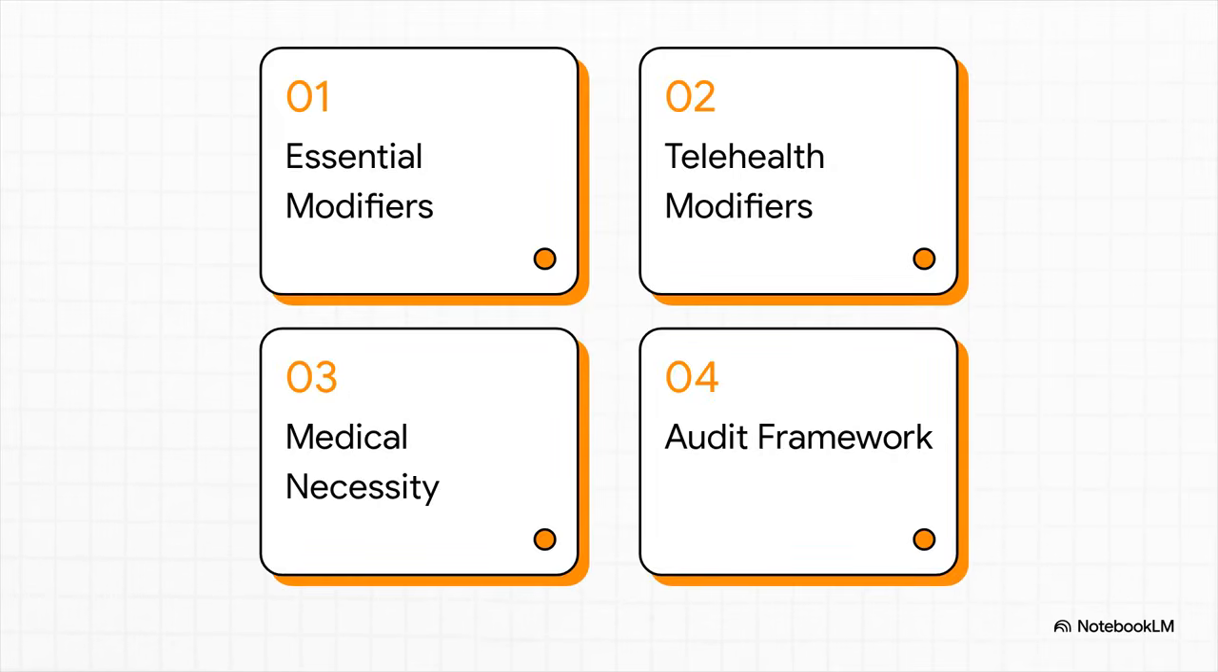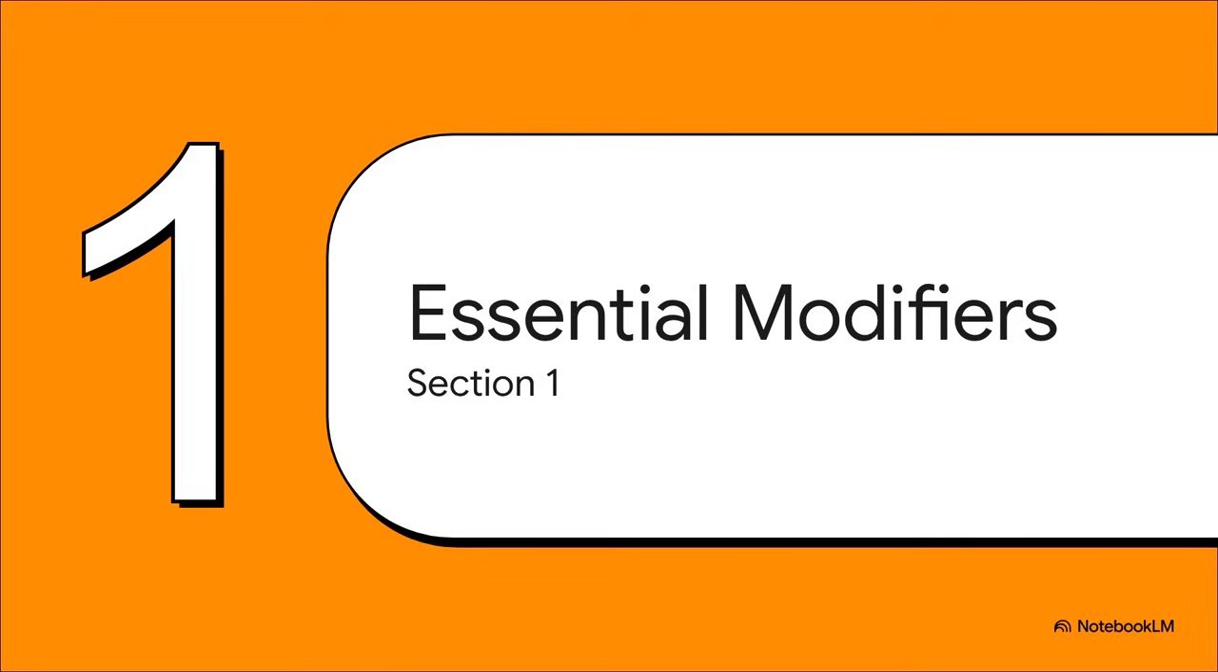Here's our roadmap for today. First, we'll hit the essential E&M modifiers. Second, we'll navigate the tricky telehealth rules. Third, we'll talk about the gold standard of medical necessity. And finally, we'll wrap up with a bulletproof audit framework. So let's kick things right off with Section 1, Essential E&M Modifiers.